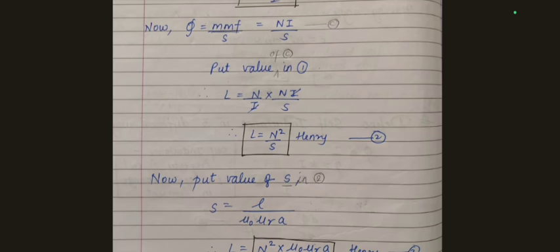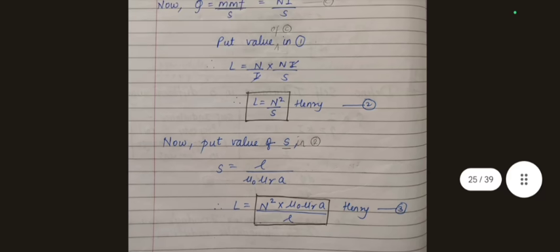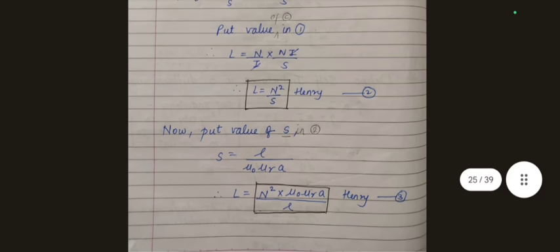Okay, just substitute the phi, that is ni by S, in this first one. Now the third is, put value of S in second, that is S is reluctance. Now we have to substitute the second formula of reluctance, that is L upon mu naught mu r A. Just put it in the second, that is L is equal to n square by S. So if we put it, we will get L is equal to n square into mu naught mu r A upon L. It will get reciprocal, right? So these are nothing but the formulas of self inductance.